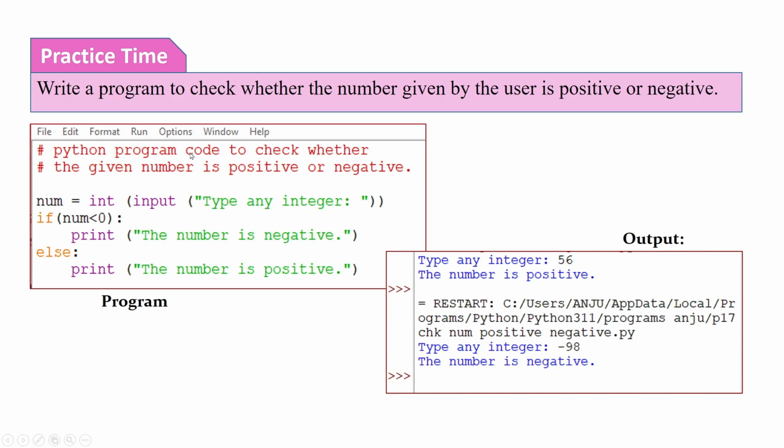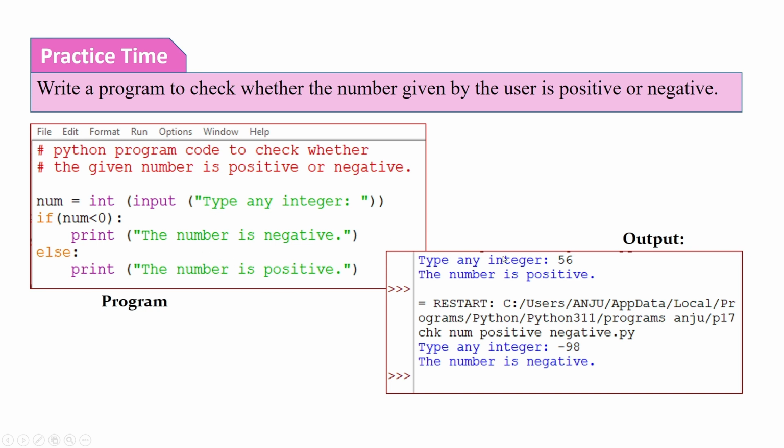So here is the Python program code to check whether the number is positive or negative. Here we have accepted one integer from the user and assigned it to the variable num. If num is less than 0, we have put a condition: if the number is less than 0, then it will print the number is negative, and if this condition is false, then we will print the number is positive.